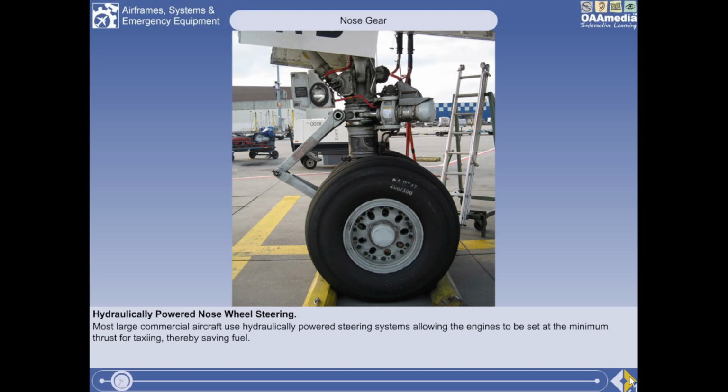Most large commercial aircraft use hydraulically powered steering systems, allowing the engines to be set at the minimum thrust for taxiing, thereby saving fuel. This method of steering is more accurate. It also reduces tire and brake wear and noise pollution.